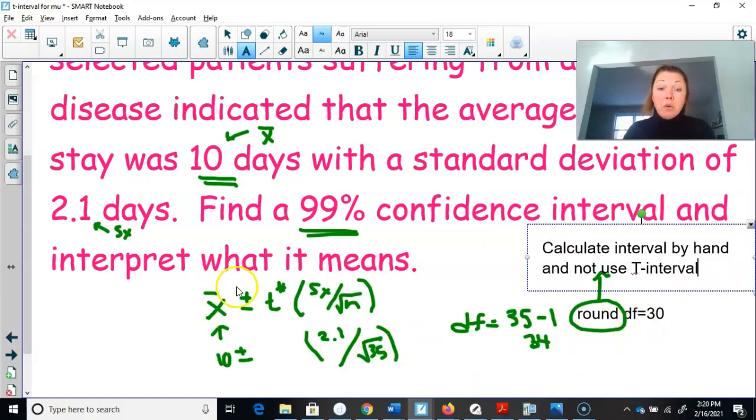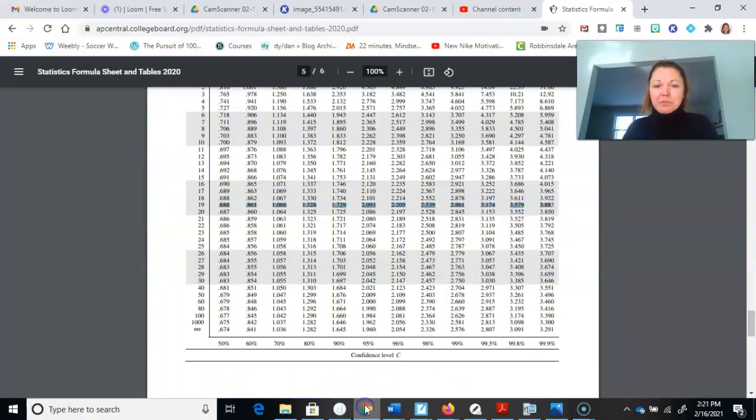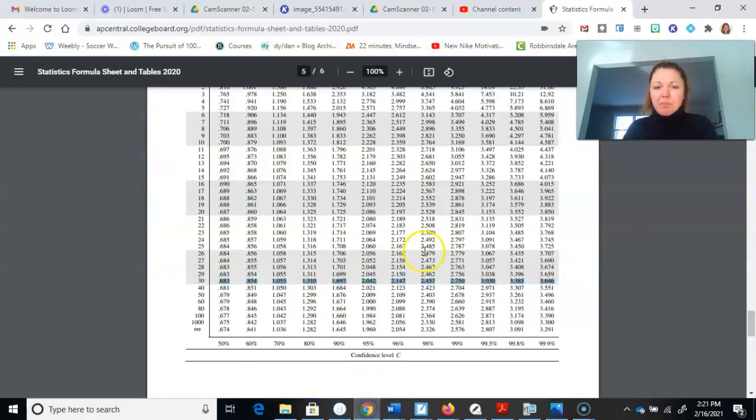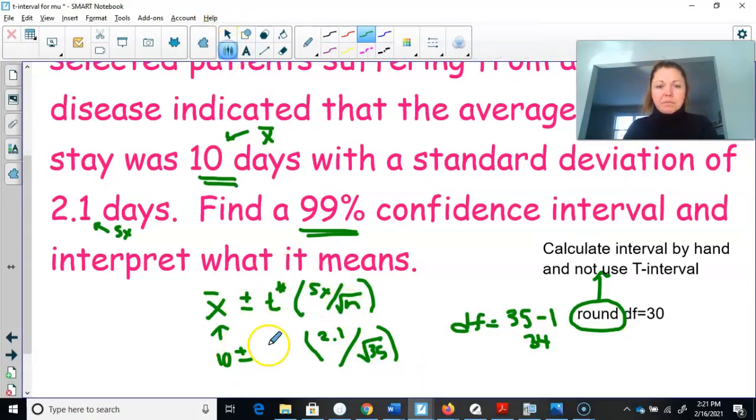So let's actually find the T star for a rounded degrees of freedom of 30. Okay, 30 is right here. Our T star will be in this row. I believe it wanted a 99% confidence interval, so let's go back there. 99% confidence gives us 2.750, so 2.75. Here's our T star. Here is our standard error of the statistic.